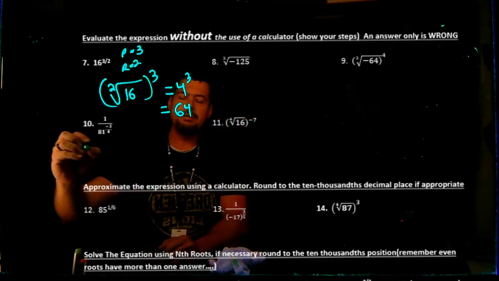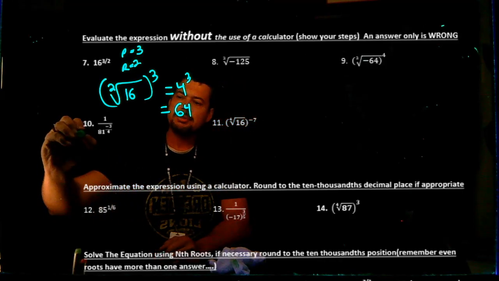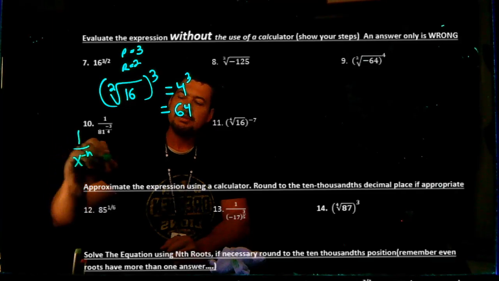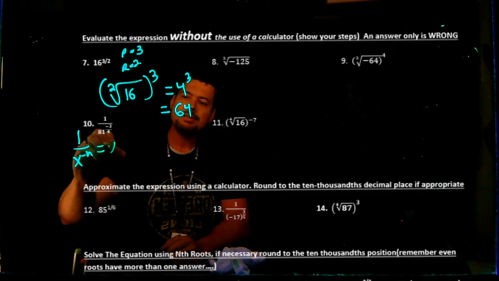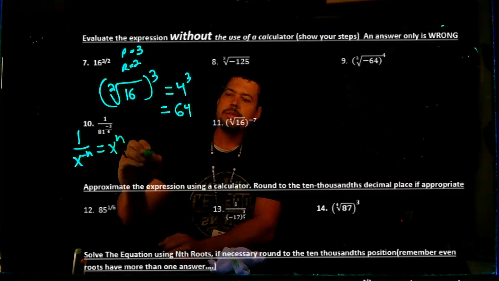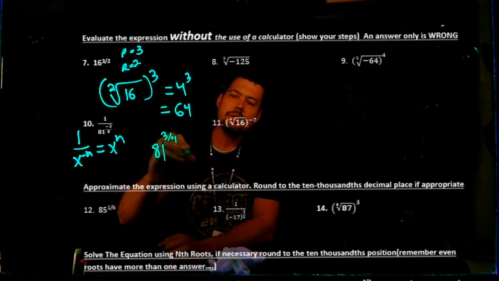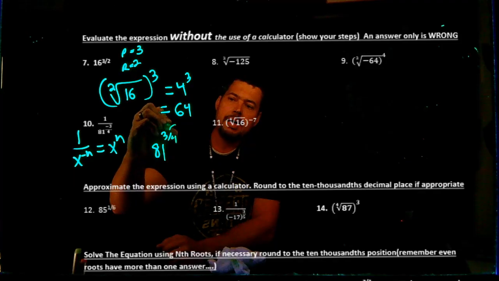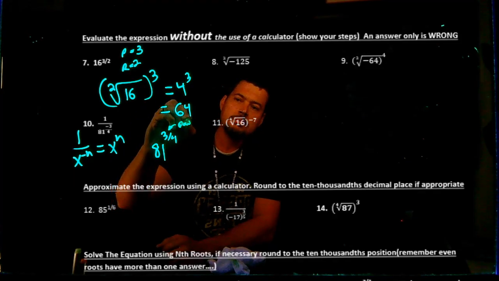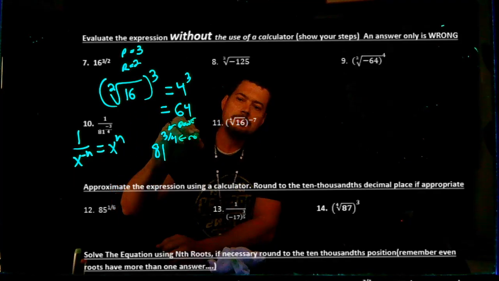All right, I got number 10 highlighted. First thing on 10 is a rule. It deals with negative exponents. So 1 over x to the negative n is x to the positive n. So I'm going to take what I have and I'm going to rewrite it as 81 to the positive 3/4. Remember, this is your power, and this is your root.